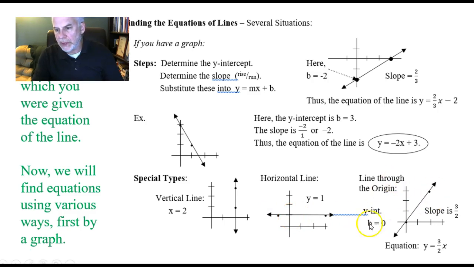In this last example on the bottom right, you can tell that it crosses through 0, 0. So the y-intercept must be 0. And then if you figure out the slope, well, it's rising 3 units, 1, 2, 3, and running 2 units. Rising 3, running 2. Up 3 over 2. So the slope is 3 over 2. And so you plug those into the formula. You have y equals mx plus b. So y equals m, which is 3 over 2x, plus 0. Now you don't need to write plus 0, so the equation is just y equals 3 over 2x.